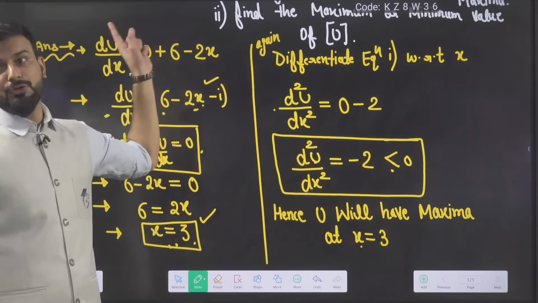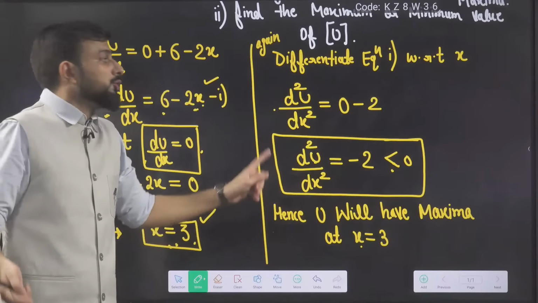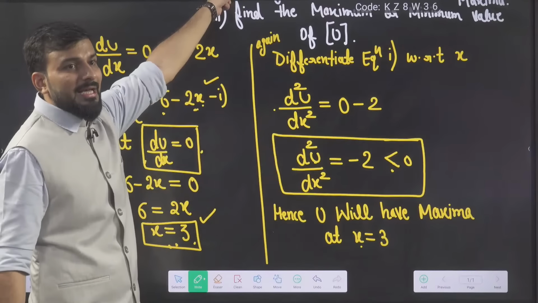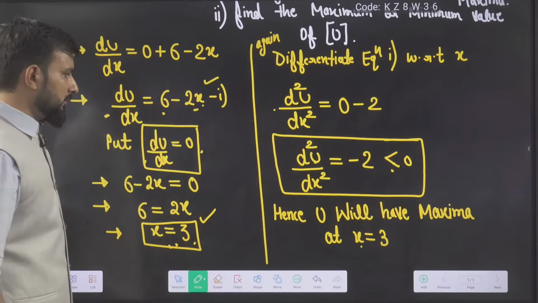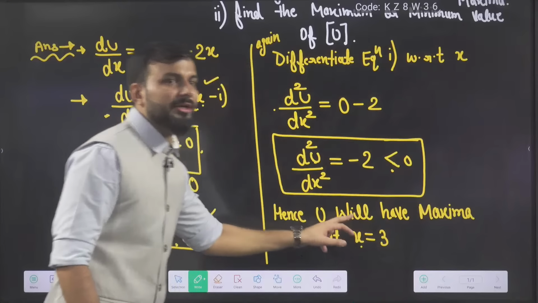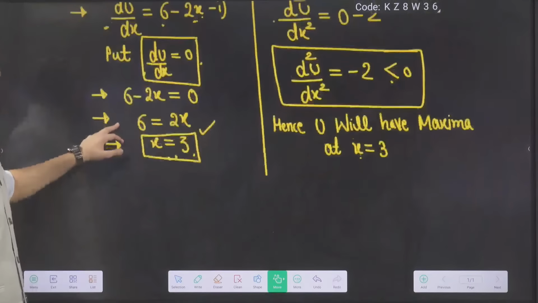That is why you have to remember the steps. If you don't remember, you will keep on asking, sir, what is happening? So please follow the steps that I taught last class or today in the beginning of the class. So this is the value of x where you will have maxima. But what is its maximum value? How will you find the maximum value?